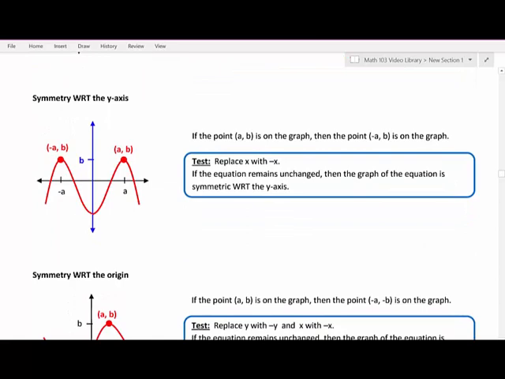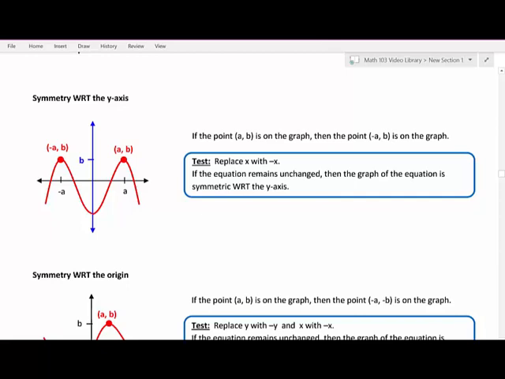Let's take a look at a graph that displays symmetry with respect to the y-axis. I have the y-axis highlighted there in blue. Notice that the graph matches on the left and right side of the y-axis. We've already discovered that if the point (a, b) is on the graph, then the point (-a, b) is also on the graph. That is, the x-coordinate changes signs.